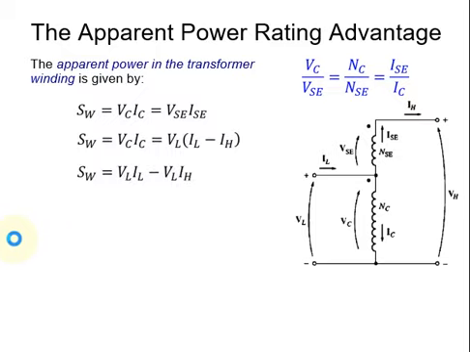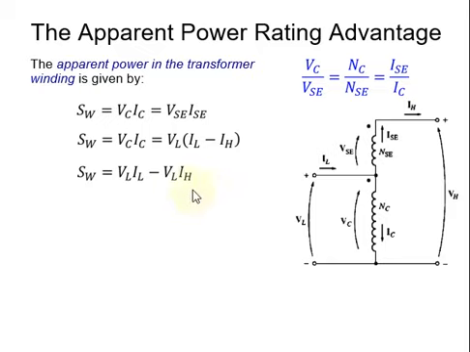The apparent power in the transformer winding is given by SW. Instead of S in or out, we show it over here with SW, where W stands for winding. So SW is equal to VC IC plus VSE ISE, which means VC IC, the voltage and current across the common winding, and VSE ISE, the voltage and current across the series winding.